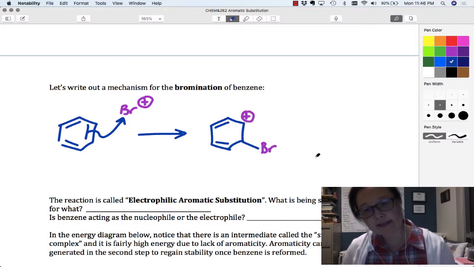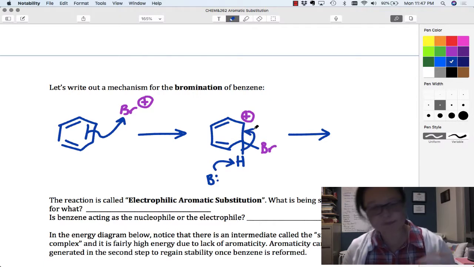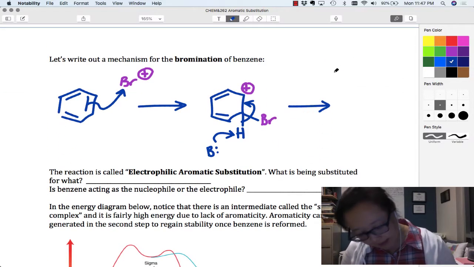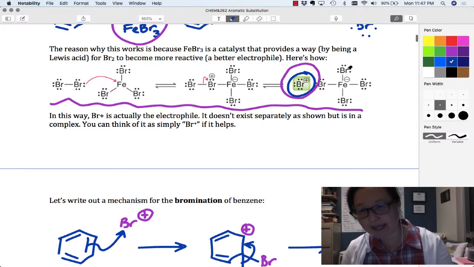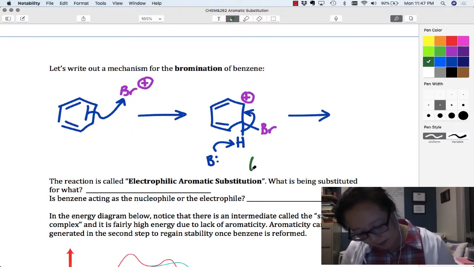Now here's the thing, this is not stable because it's now a positively charged carbon. So I want to try to neutralize that, but I also broke my aromaticity. Here's aromaticity and it's broken here. So I want to regenerate the aromaticity. What I'm going to do is take a base in solution, and right now I'll just use B for base, and I'll grab that H. But you might ask, what is the base? Usually it's going to be a bromide. If FeBr3 turns into FeBr4 minus, then these bromines are negatively charged and they can come back and grab that H. I'll just show it in parentheses here. You can just write B if you want.